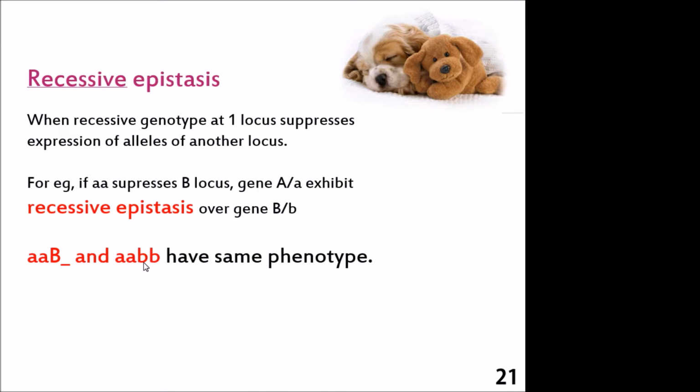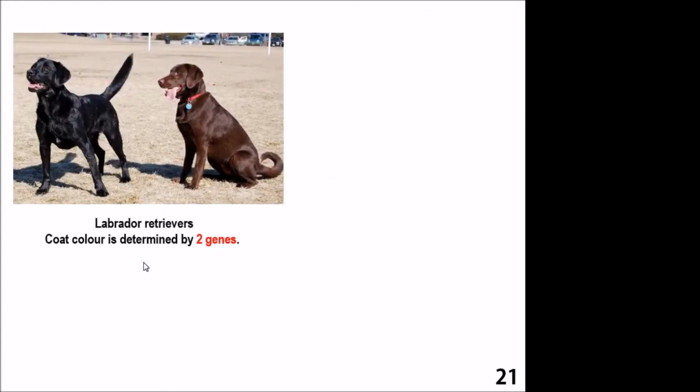Okay, let's use the example of the doggy. This ratio is a 9:3:4. We'll see as we do a cross. So it's a modified Mendel's ratio. Remember we had a 9:3:1? Now it's a 9:3:4. Let's go slowly. This is your Labrador retrievers. The color of the dog is actually determined by 2 genes, not a single gene.